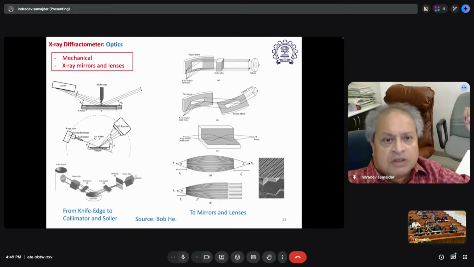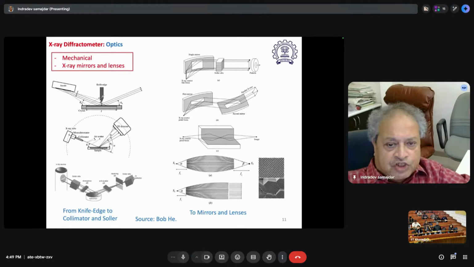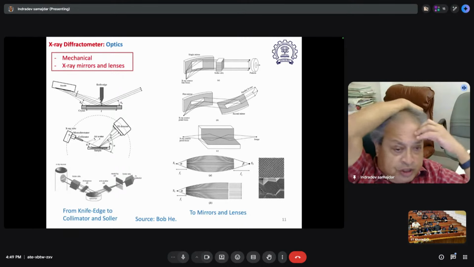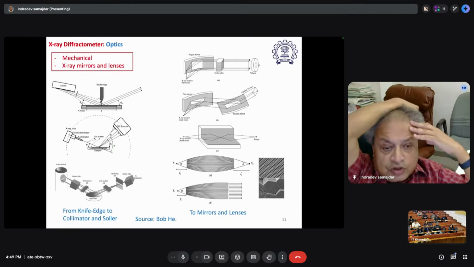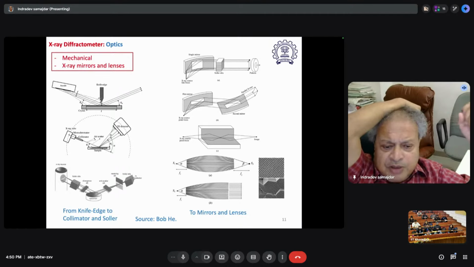Now, next is optics. You have mechanical optics, less fashionable, but something like a knife edge can be wonderful. You have mechanical optics like a collimator. See, X-ray is not electromagnetic optics friendly, so unfortunately, you can't focus it easily. Focusing of the X-ray can be done by mechanical optics. What is the problem? The Soller, the knife edge, or this guy, the problem is it cuts. You lose too much of X-ray.